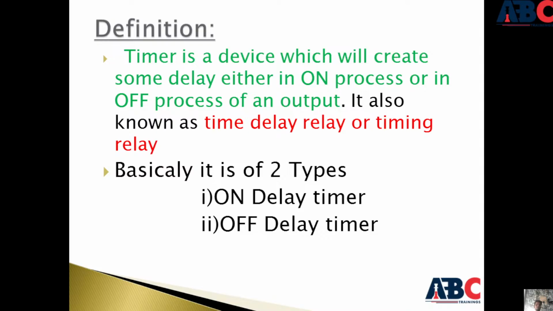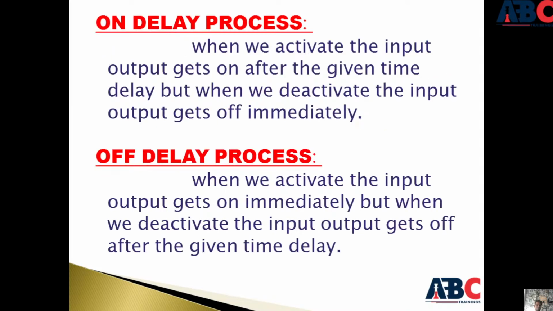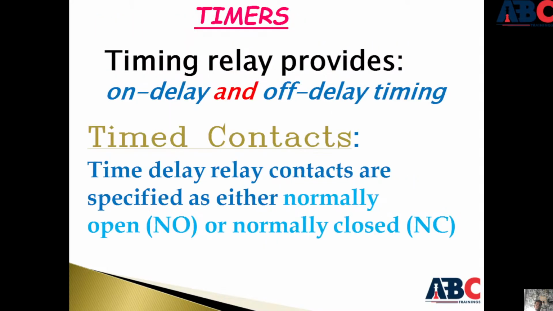Basically, it is of two types: on delay timer and off delay timer. On delay process: when we activate the input, the output gets on after the given time delay, but when we deactivate the input, the output gets off immediately. Off delay process: when we activate the input, the output gets on immediately, but when we deactivate the input, the output gets off after the given time delay. A time relay provides on delay and off delay timing.